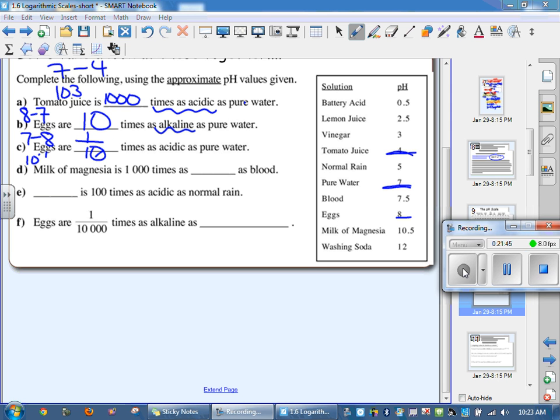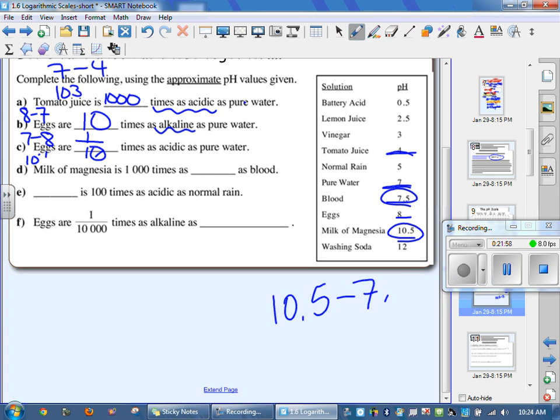If we wanted 1,000 times, we know that they took 10.5 subtracting 7.5. That's what they had to do to get 10 to the 3, and that's how they got 10 to the 3 for the 1,000 times. So is it going to be 1,000 times what? Alkaline, good. Which means it's more alkaline than blood.